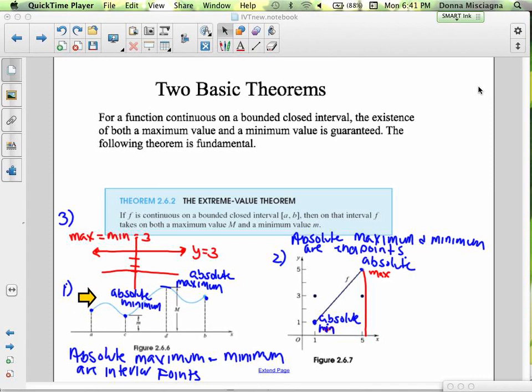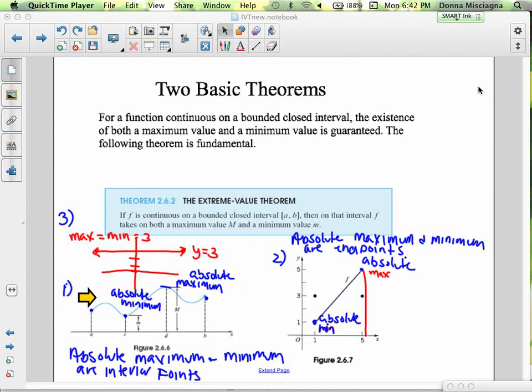And actually, I'm just introducing the extreme value theorem because it relates to the intermediate value theorem. We're not going to be working with the extreme value theorem in this lesson. We'll work with it in a much later lesson. So f is continuous on a bounded closed interval [a, b]. Then on that interval, f takes on both a maximum value and a minimum value.